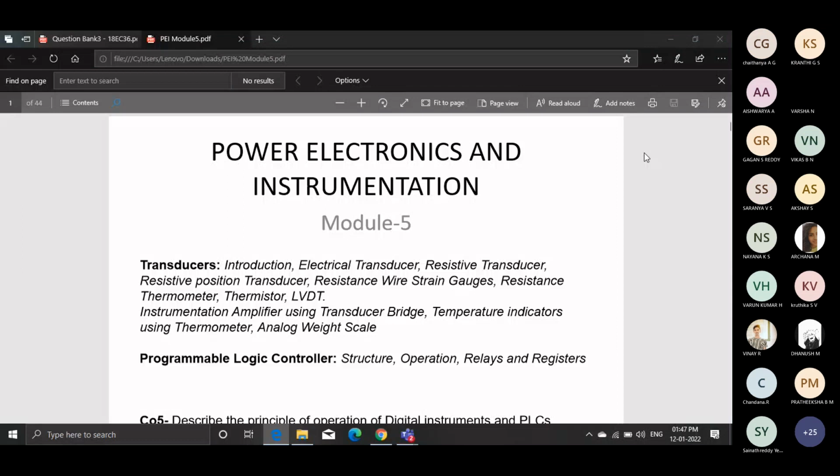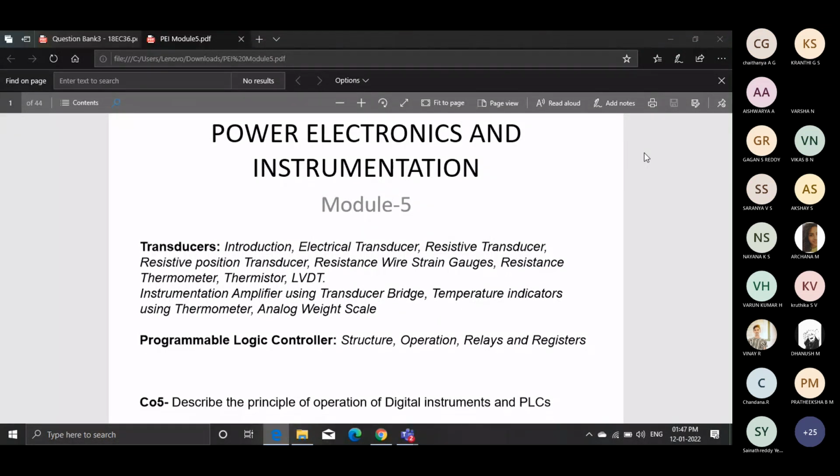Already it's open, it's kept open. So this is the fifth module we're supposed to discuss. The fifth module is transducers and PLC. These are the topics, and one more topic is the instrumentation amplifier. The first topic is the transducer, the second is the instrumentation amplifier, and the third is the PLC, programmable logic controller. These are very important topics which are very useful in your power electronics.